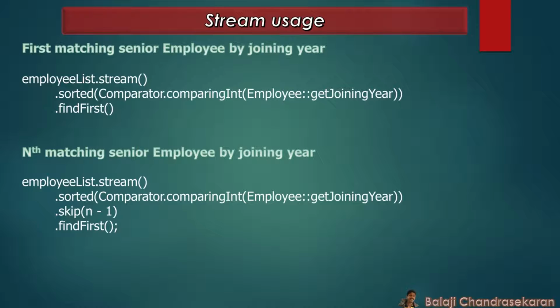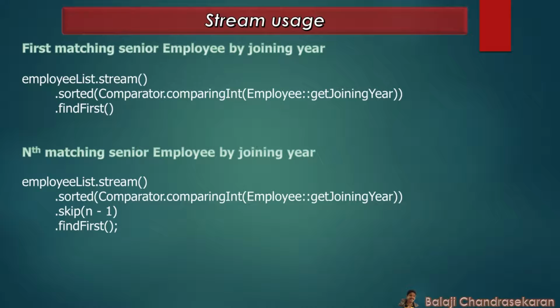joining year after sorting. To find the nth most senior employee by joining year, the sorted intermediate operation is used to sort the employees in the stream based on their joining year. The skip intermediate operation skips the first n-1 employees in the sorted stream. It discards the initial n-1 elements.